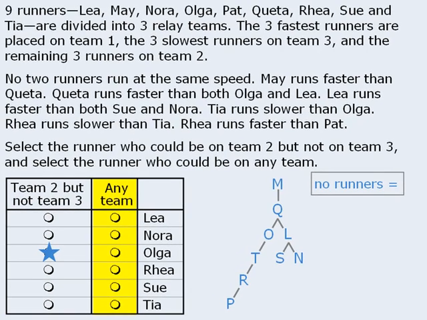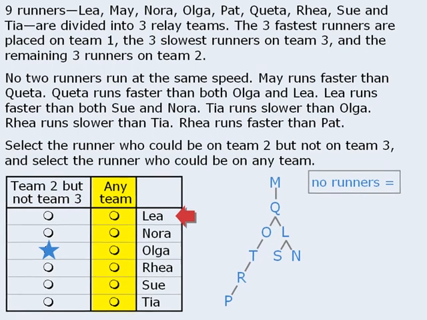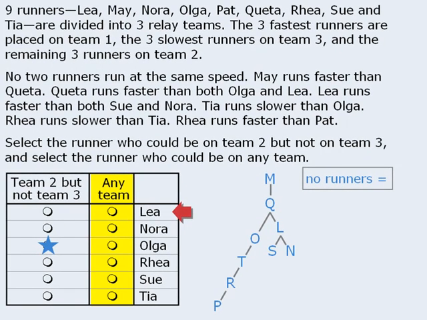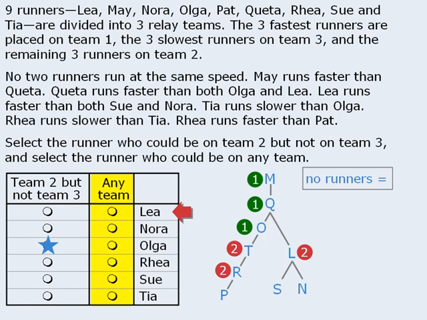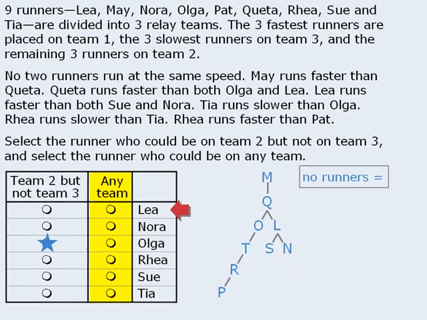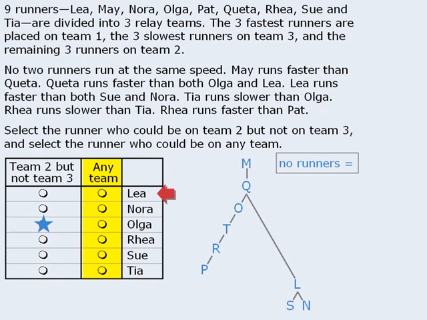Which of the runners could be on any team? Well, let's see if it's Leah. Well, first notice that if the diagram looked like this, then Leah could be on team number 1. If the diagram looked like this, then these 3 runners would be on team 1, and Leah would be on team 2. Finally, if the diagram looked like this, then Leah would be on team 3. So since Leah could be on any team, the correct answer here is Leah. So these are the final answers.